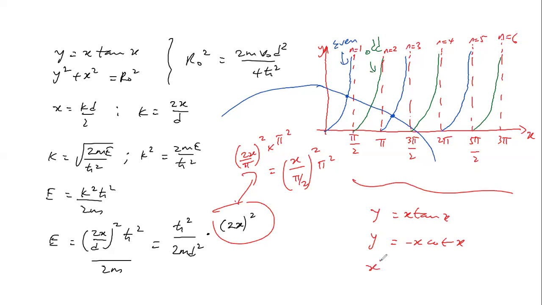Then we have the equation of the circle, x squared plus y squared equal to r naught squared. Now, you will observe that at this point, this is E1. At this point of intersection, we have E2. So we are able to tell the energy level. No matter how small r naught is, we must have an energy level. No matter how small the circle is, because this goes through the origin, there must be an energy level.